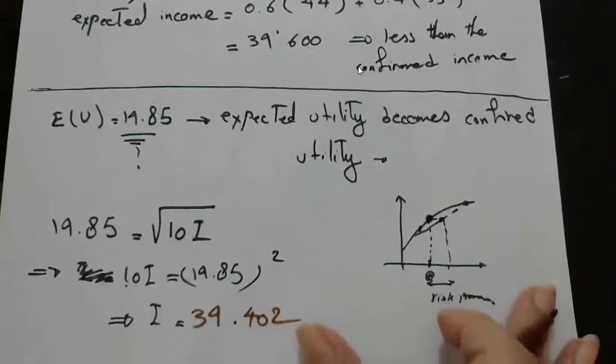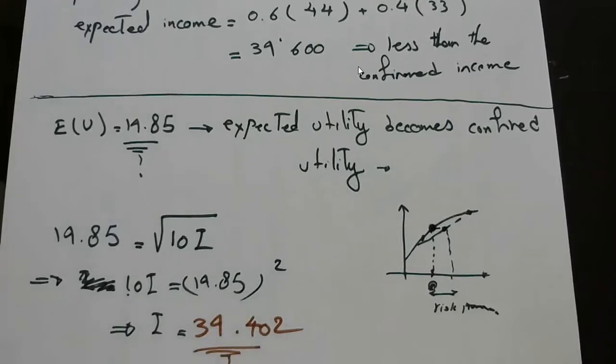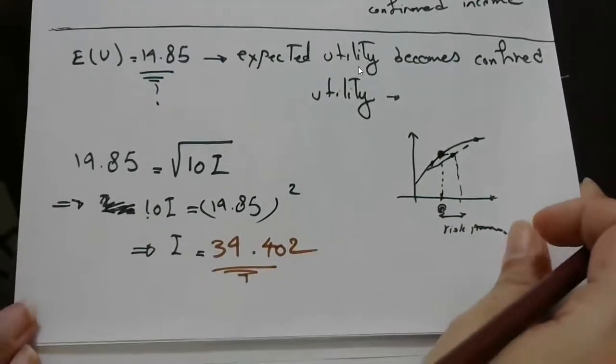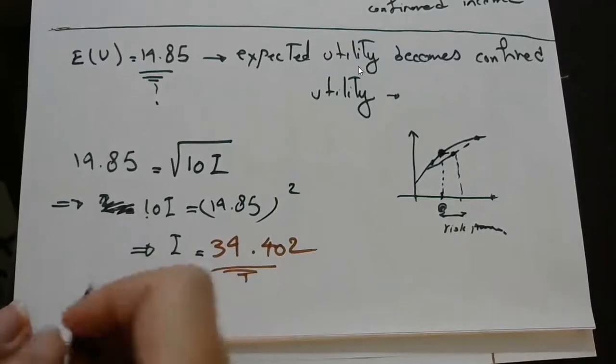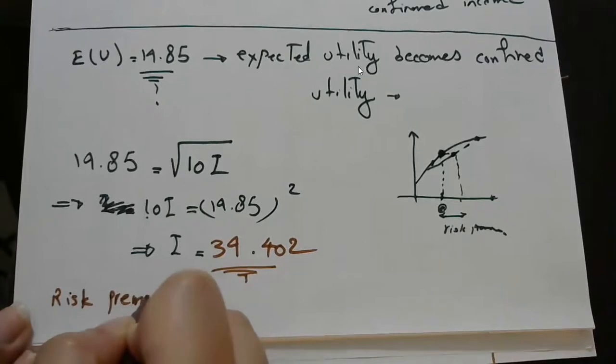39,402? Do you get something like this? Yes, okay, so you got the same number. Fine. So after we calculated this, the only remaining part is the definition of risk premium.